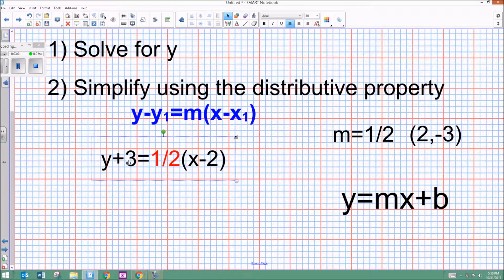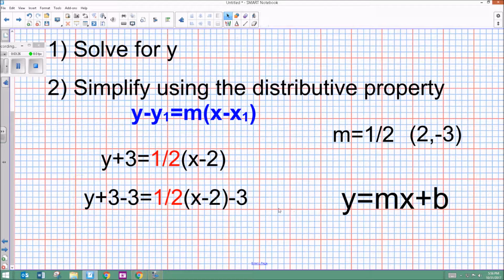To solve for y means that we need to get y by itself, and the only thing that we need to get rid of is the 3. So let's subtract 3 from both sides. What I'm going to do is write this slightly differently. I'm going to copy this, and I am going to subtract 3 from both sides. Like that. All right. And actually it would help if I made this red.